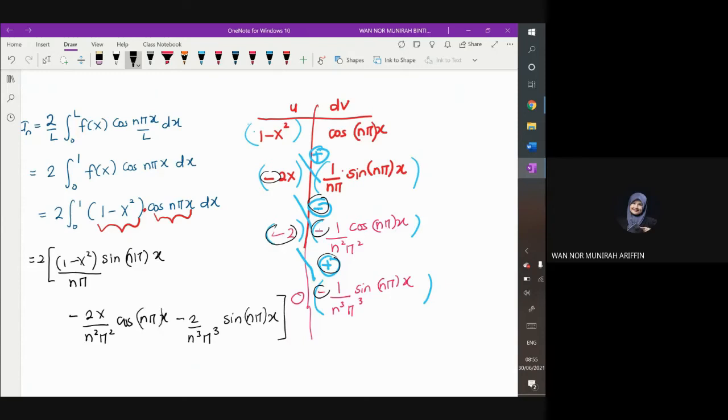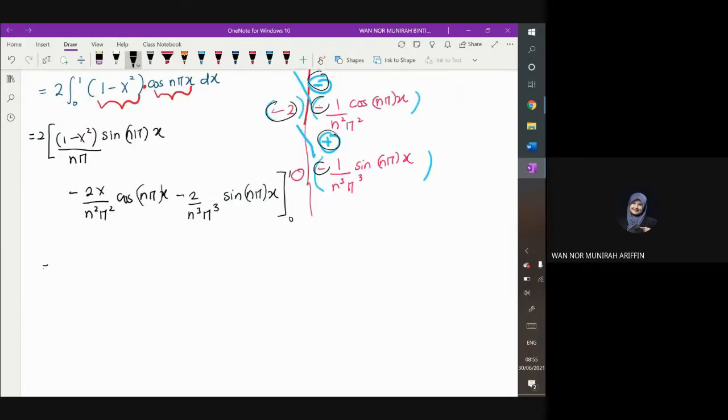All right, so limit from 0 to 1. Now we need to substitute, so be careful. So 1 minus, substitute 1. First substitute 1, so 1 minus 1 square is 0. 1 minus 1 is 0, so the first term is gone. And then minus sign here. So minus, substitute 1. So we have 2 times 1 is 2, over n square pi square. Cos n pi x, x is 1. Cos n pi. What is cos n pi? Negative 1 to the power of n.